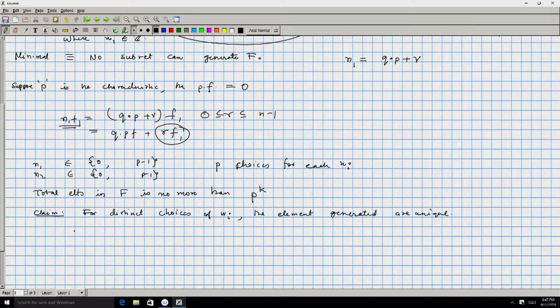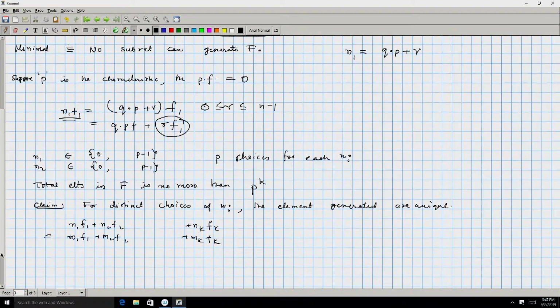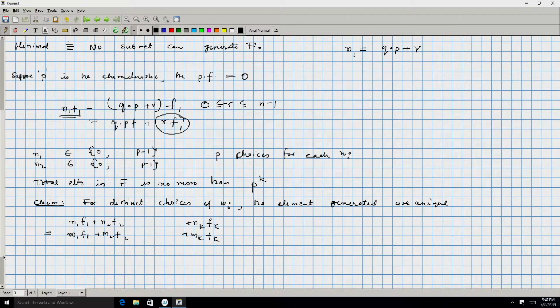Suppose this is not the case, then let us say n1 f1 plus n2 f2 plus nk fk is equal to m1 f1 plus m2 f2 plus mk fk. And we are assuming that n1, n2, nk considered as a tuple is different from m1, m2, mk considered as a tuple. And since these two expressions generate the same element, if you subtract them you must get 0.